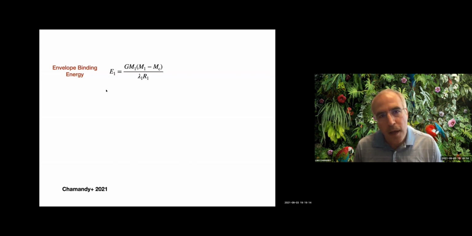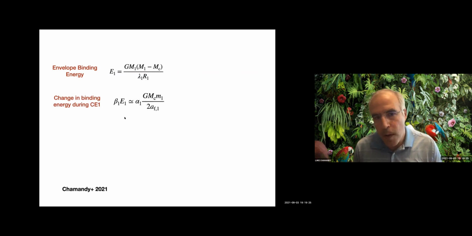We say, okay, you have the alpha prescription, you have the binding energy of the envelope. Then you have the change in binding energy during the first common envelope episode. That's the first companion, and it removes some fraction beta 1 of the binding energy. And I've left off the term that contains the initial separation because it's generally negligible.